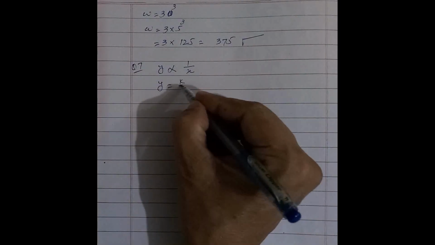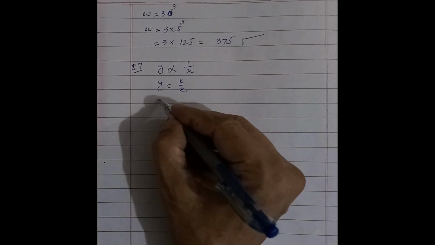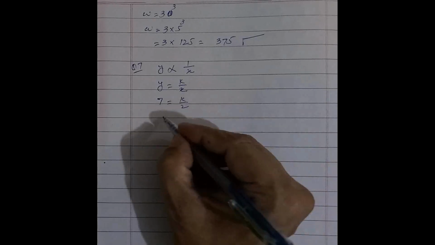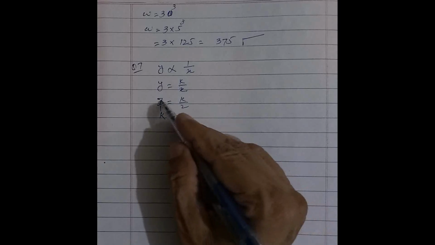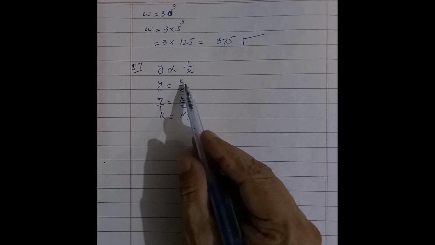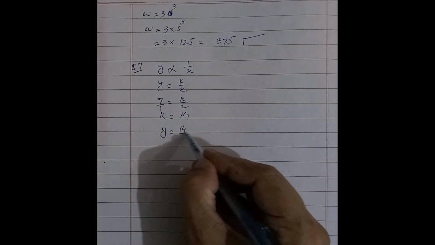Y is equal to k over x. Now we put the values of x and y to find the value of k. Here y is equal to 7 and x is equal to 2. When we simplify these values by cross multiplying, k is equal to 14. So we put the value of k, which is 14, in the equation. We get y is equal to 14 over x.